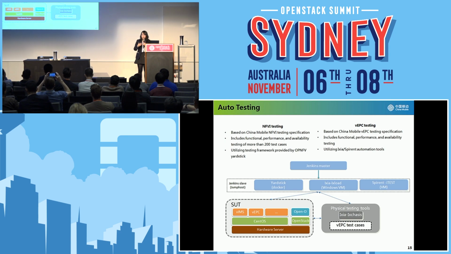And for the virtual EPC testing, this is actually the first try we have at service testing. It is based on our specification, of course. We figured out that we might need to utilize the automatic tools from Ixia and Spirent. They can help us do a lot of automatic work. We also have a picture here showing the whole structure of this auto testing.